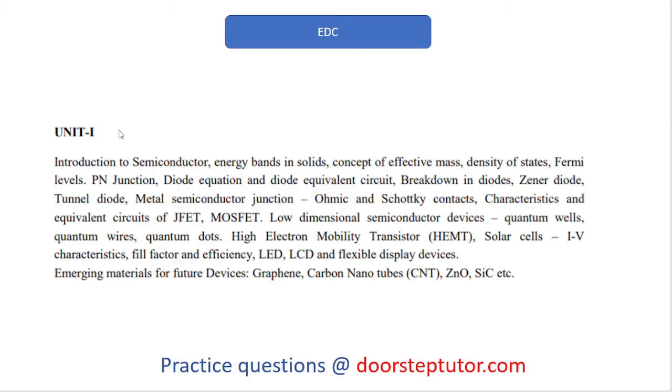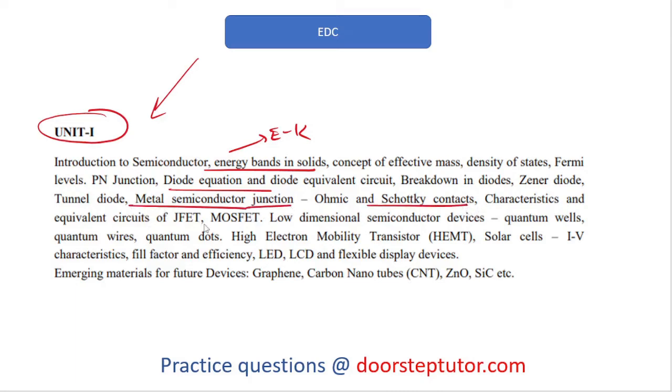So if we look at the syllabus of UGC NET for EDC, that is Unit 1, let us see what topics have been asked in the exam. In the introduction of semiconductors, they had asked one question from the energy band diagram, that is the EK diagram. There was a question related to the diode, and a question related to metal semiconductor junctions and Schottky contacts. They have asked questions from JFET and MOSFET, and there were no questions from quantum wells, etc. These topics were not covered in this paper. So these were the important topics in the exam.